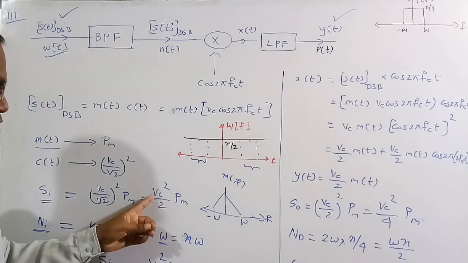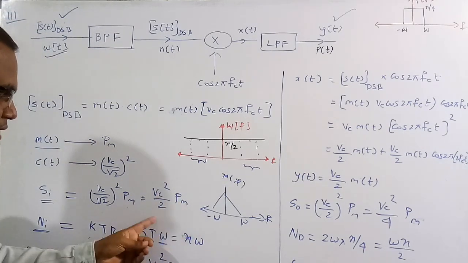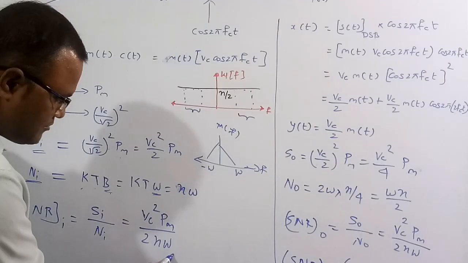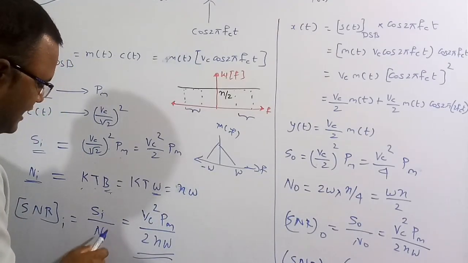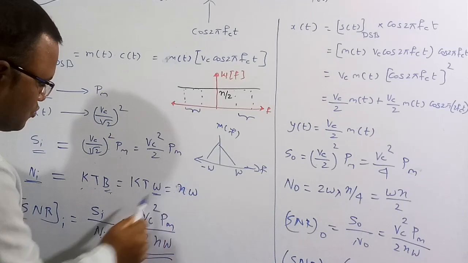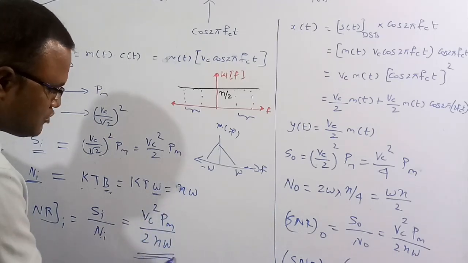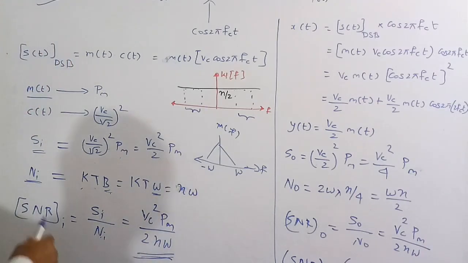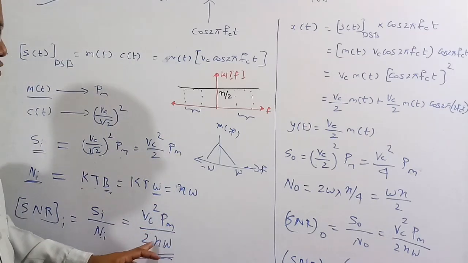So therefore VC square by 2 PM, if you divide by eta W, this is the relation we are going to know, because we know the value of SA and we know the value of NI. Substitute these two values and do the division, and this is what we are going to get. So finally, the signal to noise ratio of the input is VC square PM by 2 eta W.